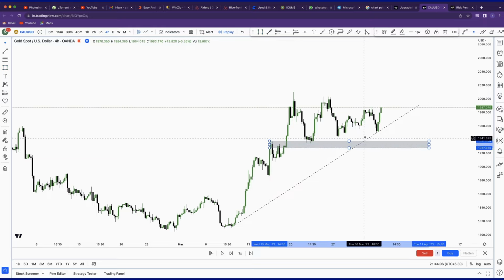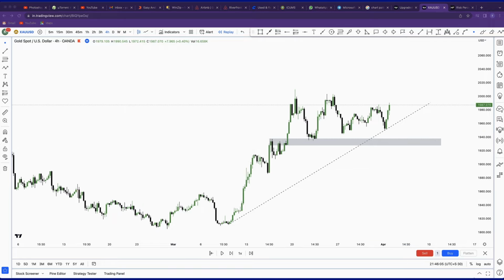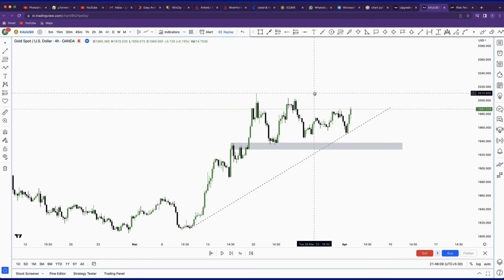Now, my resistance here at this point was broken. So when it broke, it came back for a retest, which has now become our support. So we had a breakout and a retest on a support and resistance. The next thing I determined again was my pattern. So I determined what? A continuation ascending pattern.